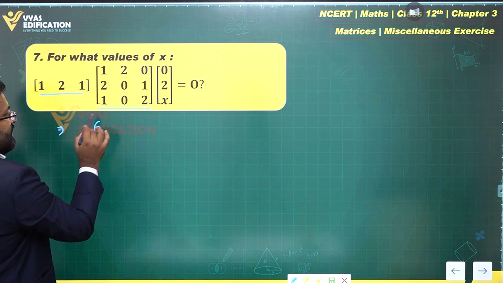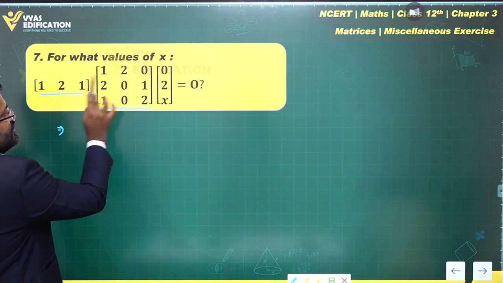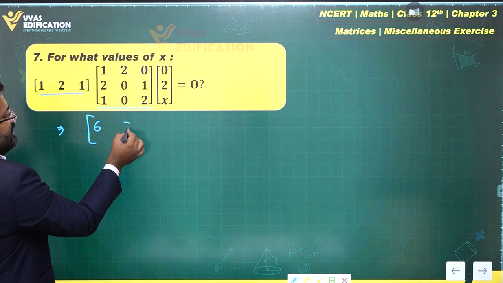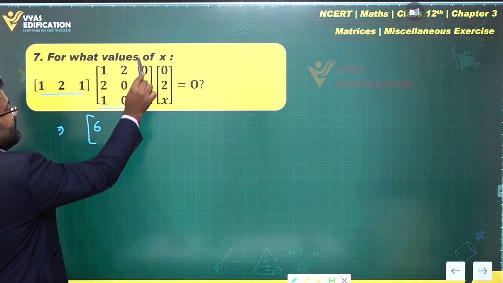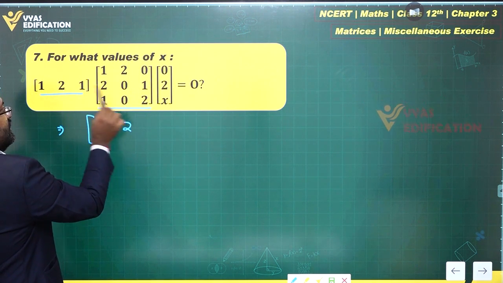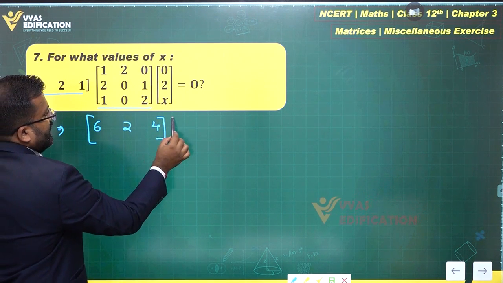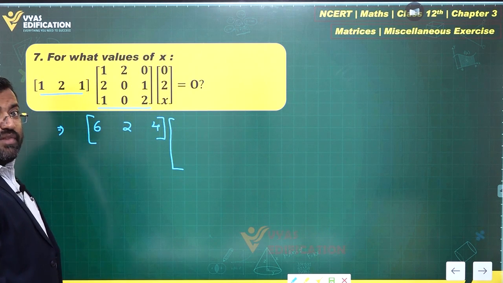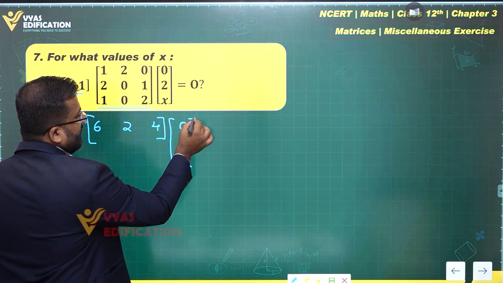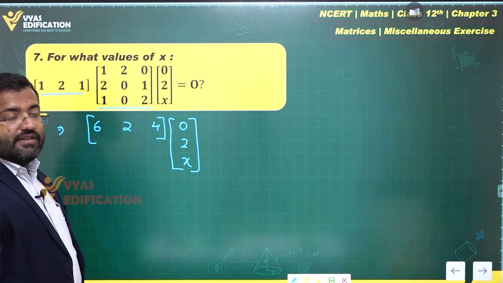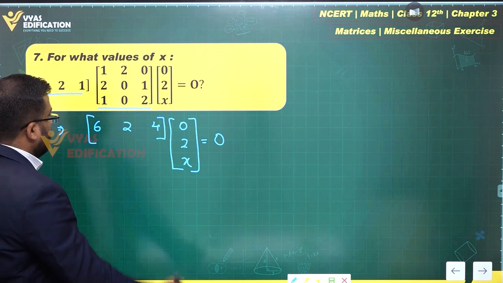Okay, the first row gets multiplied with the first column, this is 6. First row gets multiplied with the second column, 1 times 2 is 2, 2 times 0, 1 times 0 are gone, this is simply 2. Next, multiply this first row with the third column, 1 times 0 is gone, 2 times 1 is 2, 1 times 2 is 2, this is 4. Let's multiply this matrix with the other one, 0, 2, x, and this is equal to the null matrix over here.